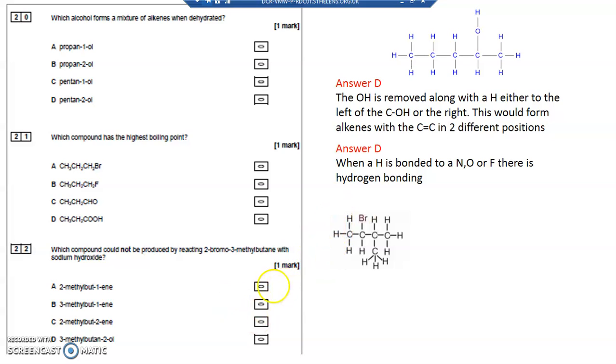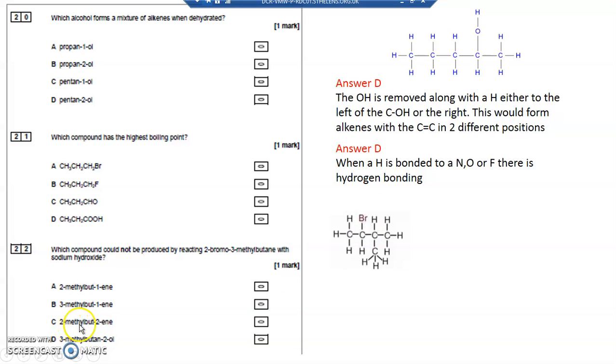So I could end up with a double bond between carbon number 1 and carbon number 2. So I could end up with 3-methyl but-1-ene, the carbon to carbon double bond at carbon number 1 and the methyl group at number 3. That's a possibility, 3-methyl but-1-ene, so I'm going to rule out B. Equally, I could remove this H to the right of the C-Br and the double bond could end up here. So if that H gets removed by the OH minus in warm ethanol and the Br comes off, the double bond will be at carbon number 2.